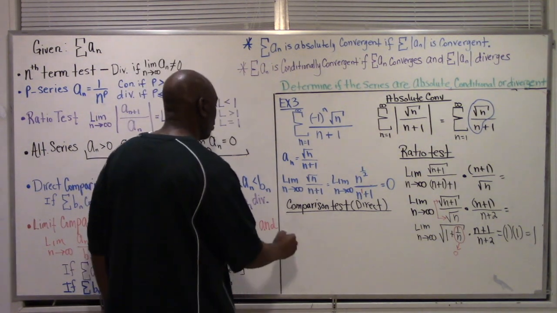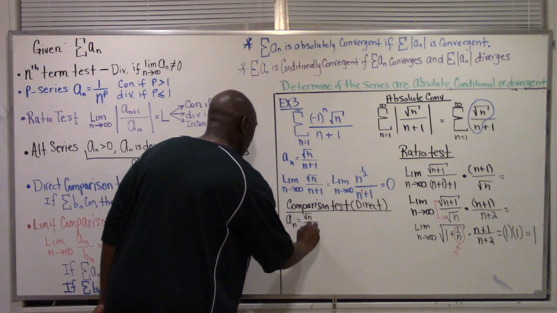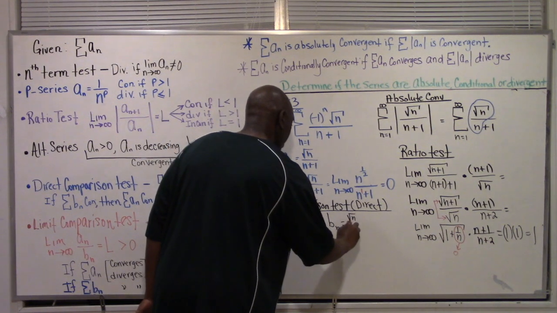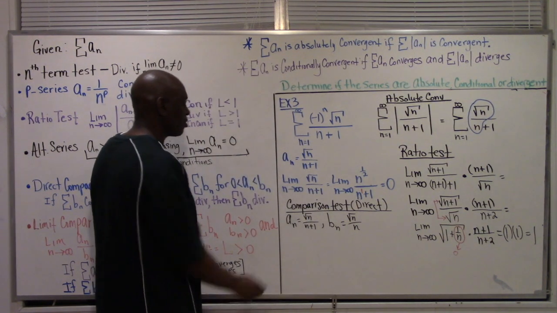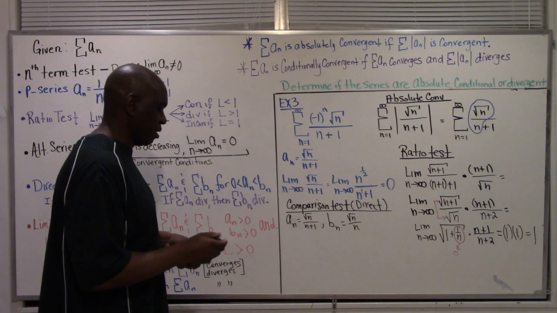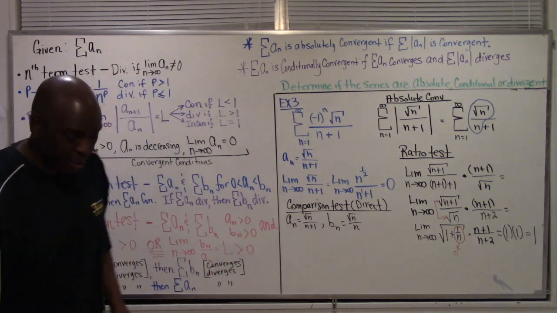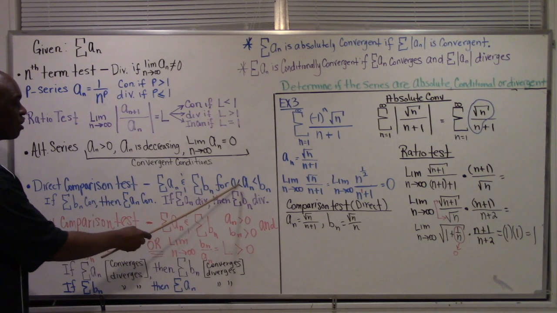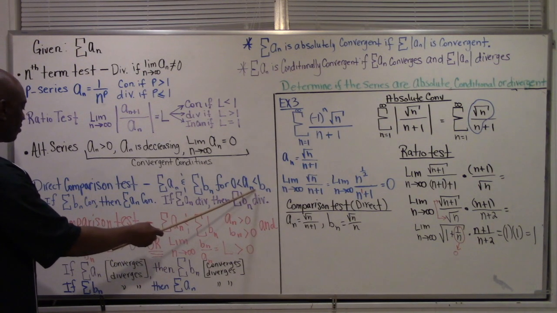So if we do that, then we know that our a subscript n is the root of n divided by n plus 1, and b subscript n is just going to be the root of n over n. So these are our sequences here. Notice that they're both positive. Here's what the direct comparison test says: they both have to be positive, because 0 is less than a and a is less than b. But now let's see if a is truly less than b.